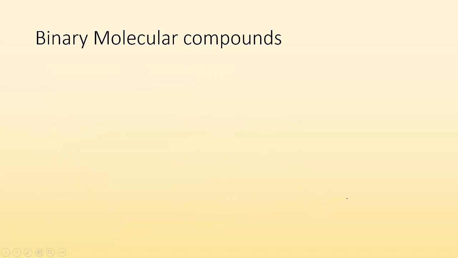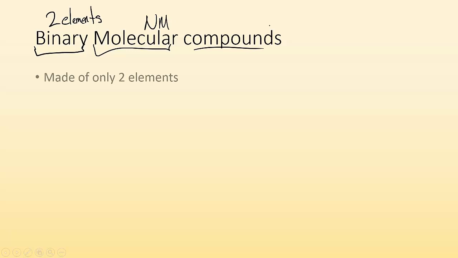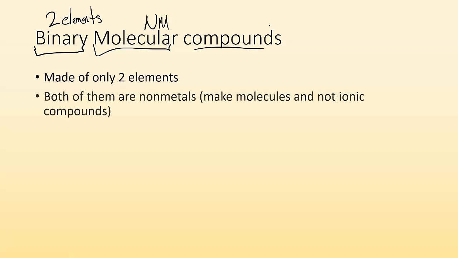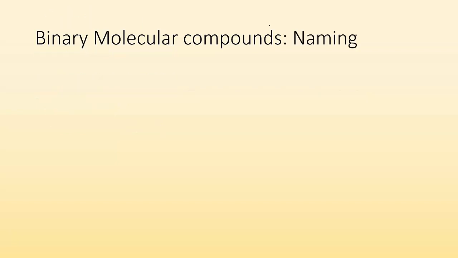All right, binary molecular compounds. What does that even mean? Binary means you just have two elements. Molecular means you're making molecular compounds, that they're only nonmetals. And compounds means you have more than one element there. So it's made of only two different elements, and both of them are nonmetals. That makes it molecular and not ionic, so you're going to get molecules and not ionic compounds. Examples would be CO2, H2O, CH4, PCl5. All those are just two elements bonded together.